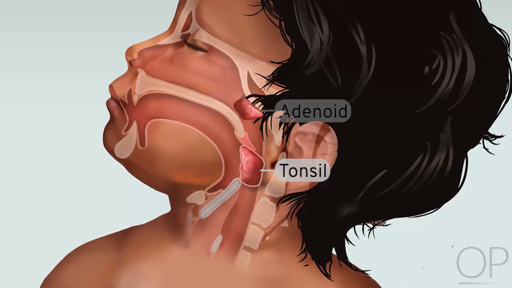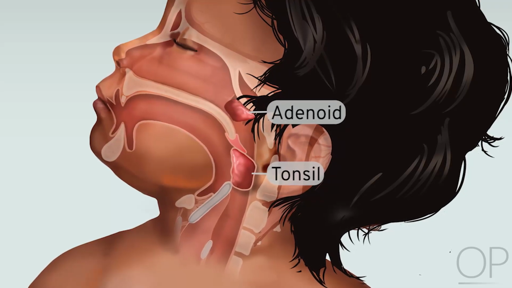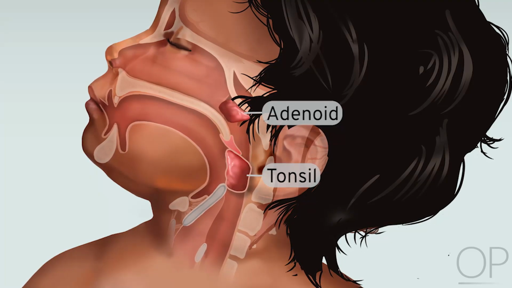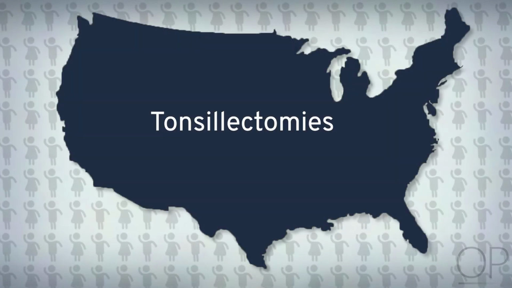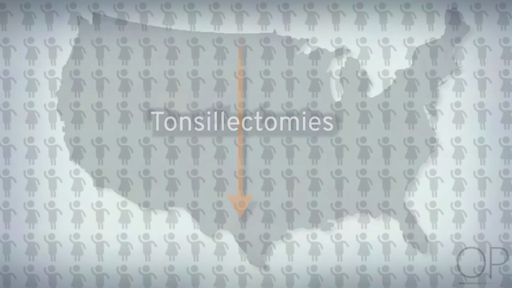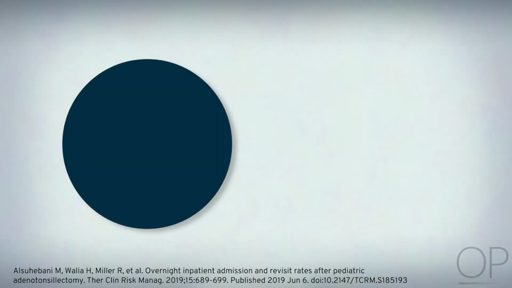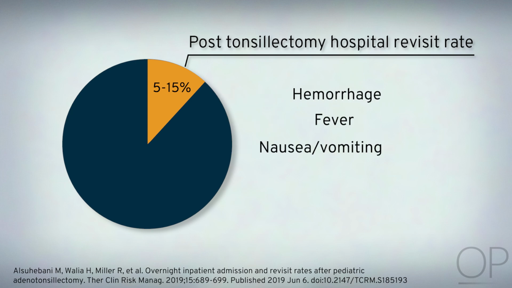Tonsillectomy with or without adenoidectomy is one of the most common medical procedures in children. Adenoidectomy is beyond the scope of this video, but the preoperative evaluation and postoperative management are very similar. While the number of tonsillectomies performed in the U.S. has steadily decreased since the 1970s, over 250,000 tonsillectomy procedures are performed in the U.S. annually. Hospital revisits occur in 5 to 15% of patients, most commonly due to post-tonsillectomy hemorrhage, fever, nausea and vomiting, dehydration, and pain.